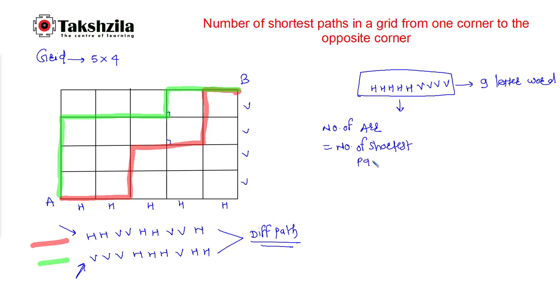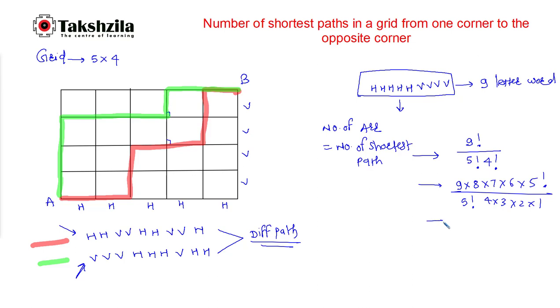So in how many ways can we arrange this 9-letter word? Total 9 alphabets, so 9 factorial. 5 H's are identical, divided by 5 factorial. 4 V's are identical, divided by 4 factorial. So these many shortest paths are available along the grid to travel from point A to point B. If you solve this, how much will it be? 9 factorial is 9 into 8 into 7 into 6 into 5 factorial, divided by 5 factorial into 4 into 3 into 2 into 1. So if we solve this further, what will we get?